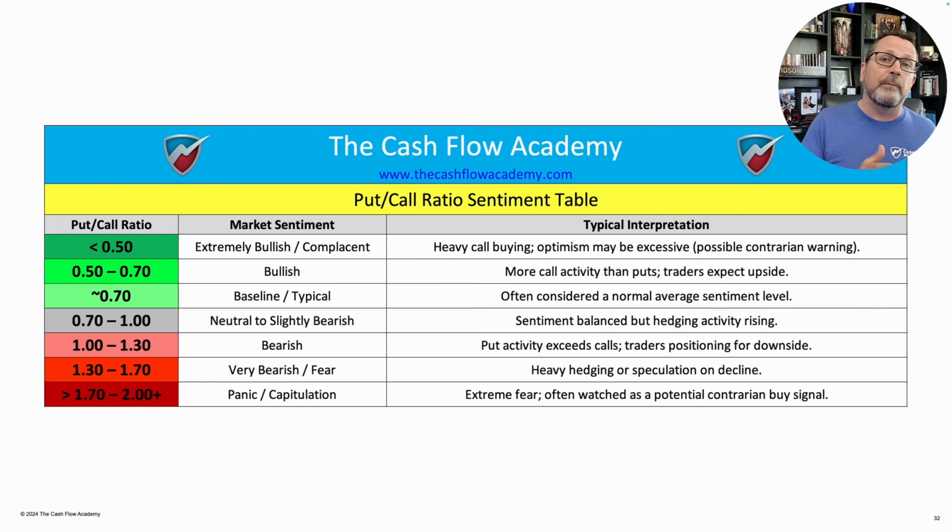Now, when it moves above 1.0, puts are starting to outnumber calls. That's fear creeping into the market. And when you get up into the 1.3 to 1.7 range, now you're looking at real concern. The market's feeling it. Above 1.7 or even 2.0, that's where you start seeing panic. Market's dropping, everybody's panicked, people are scrambling to buy insurance. And that's where things get interesting. By the time that panic settles in, the market might be getting ready to bottom out and reverse back up.